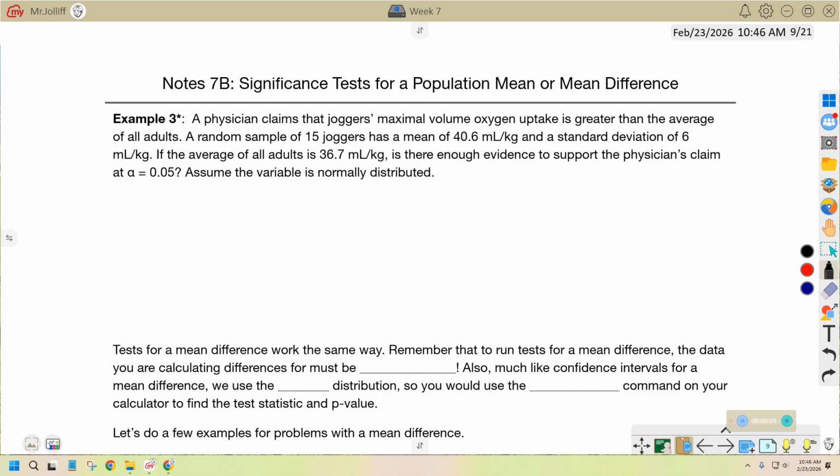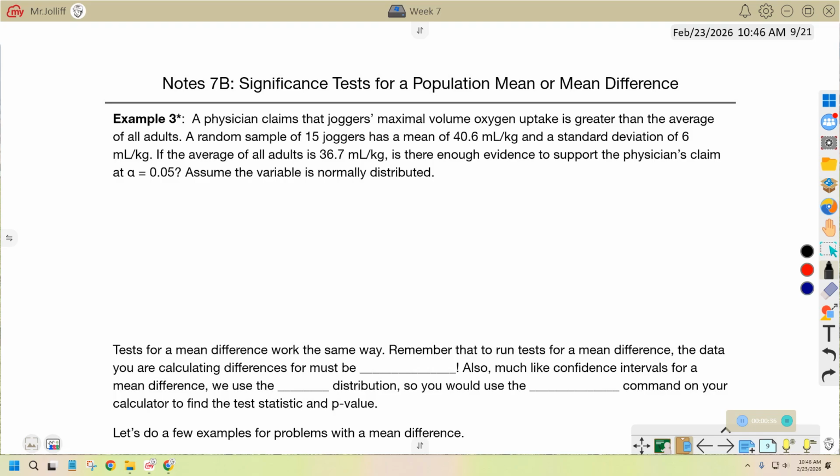All right, so for example 3, it says a physician claims that joggers' maximal volume oxygen uptake is greater than the average of all adults. A random sample of 15 joggers has a mean of 40.6 milliliters per kilogram and a standard deviation of 6 milliliters per kilogram. If the average of all adults is 36.7 milliliters per kilogram, is there enough evidence to support the physician's claim at 0.05? Assume the variable is normally distributed.